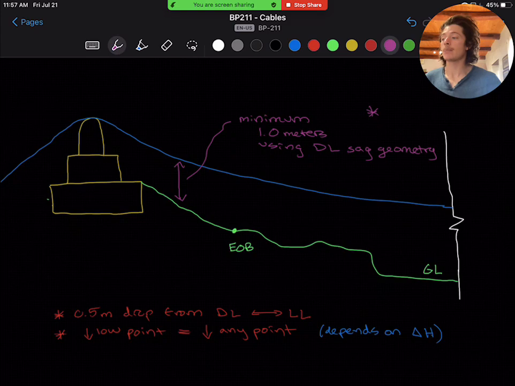Do note that the drop in the cable close to the abutments will not be equal to the drop in the cable at the low point. And also, this drop will depend on delta H of the structure.